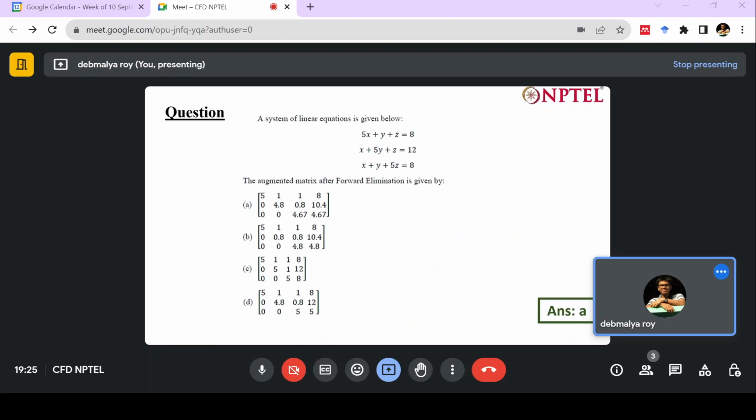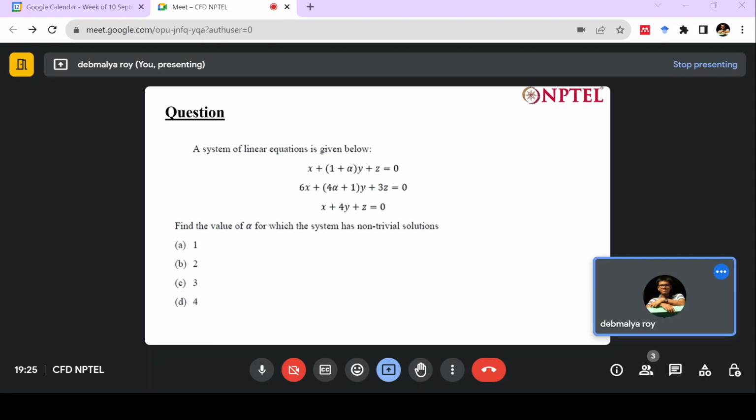So option A is the correct one. So let's go to the next question. A system of linear equations is given here. We have to find the value of alpha for which the system has non-trivial solutions.